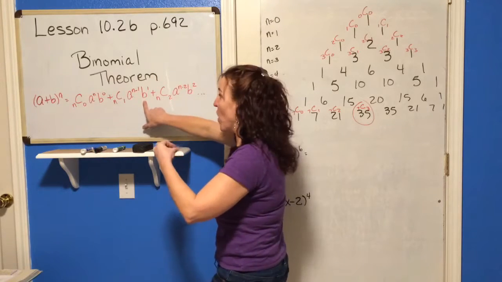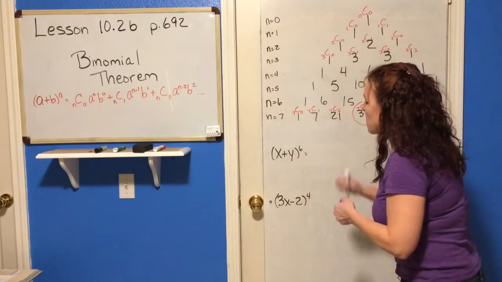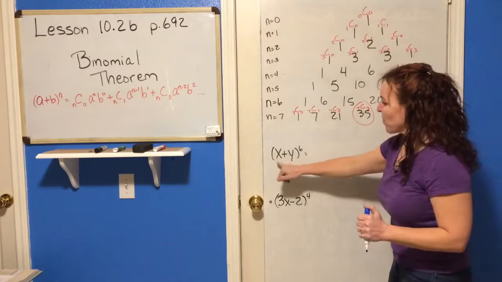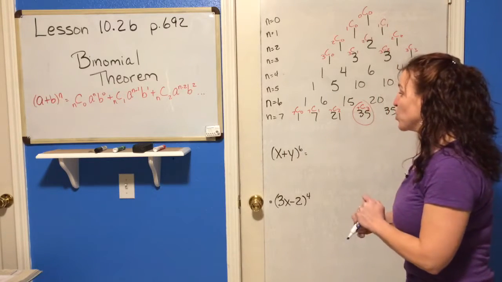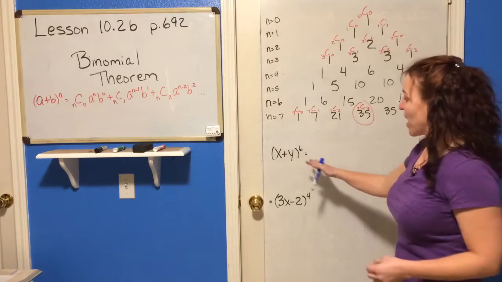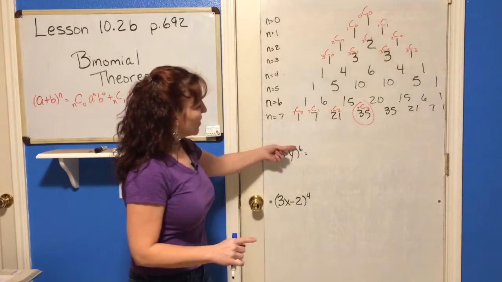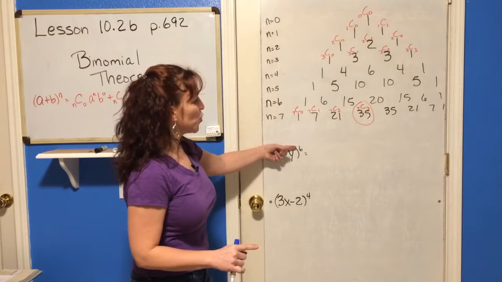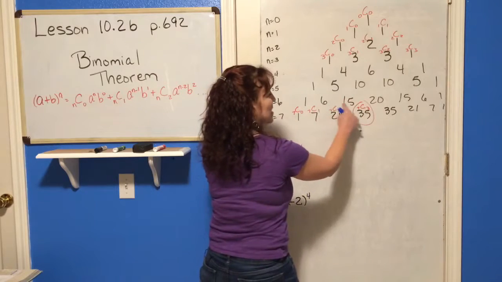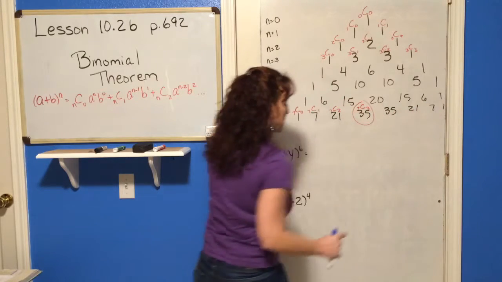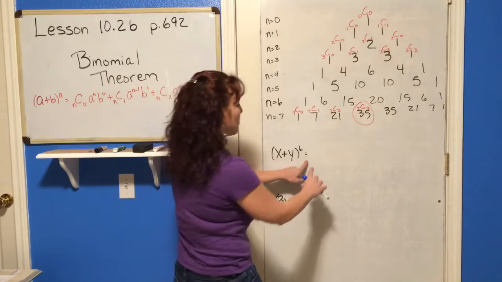Okay? Let's do one so that you can see it happening, and then it'll make more sense. So if I want to take x plus y raised to the 6th power, the first thing I'm going to do is get my coefficients from the n equals 6 row. This is my row where my coefficients are 1, 6, 15, 20, 15, 6, and 1. All right? So the first coefficient is just 1, so we're going to leave it off.